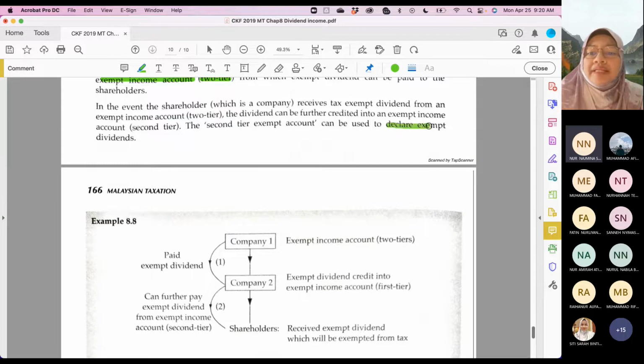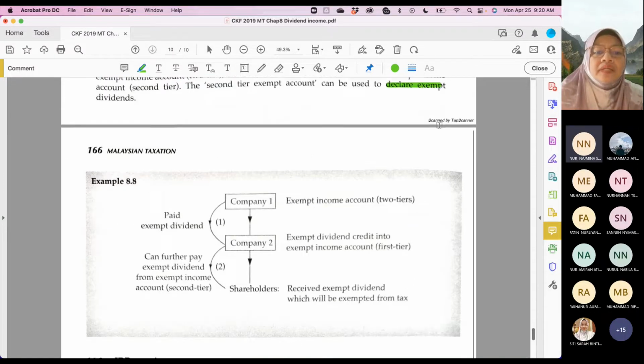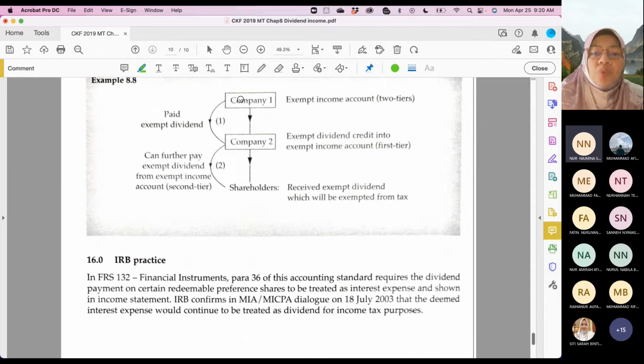Remember that in a two-tier structure you can declare exempt dividend. So we have company 1, which has an exempt income account. Because the company has shareholders, when they have an exempt income account, they may declare dividend to their shareholders. And if the shareholder happens to be a company, it's very common that a company invests in another company.